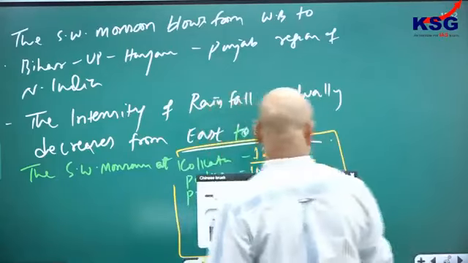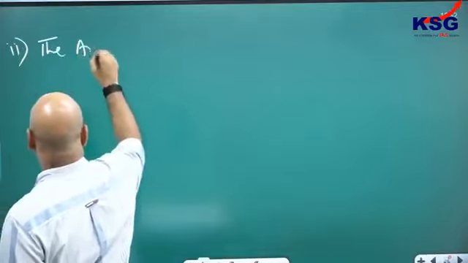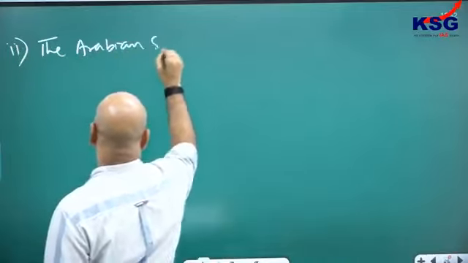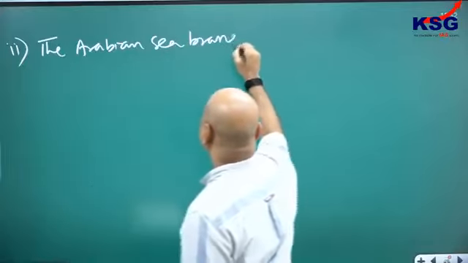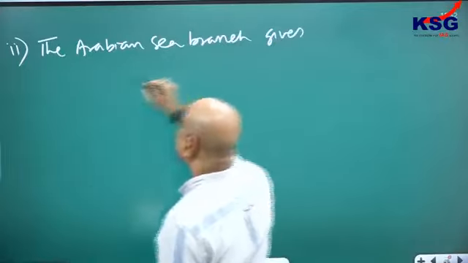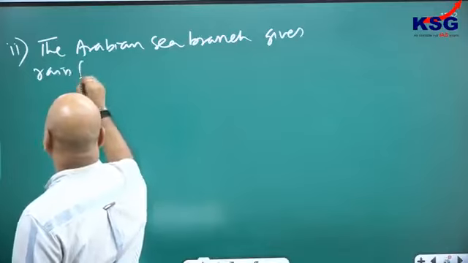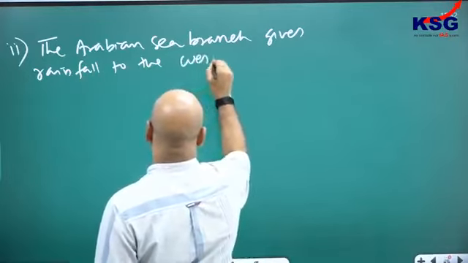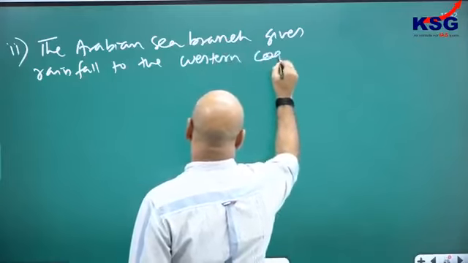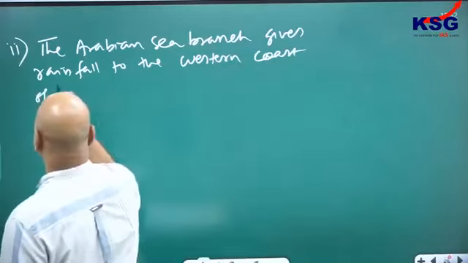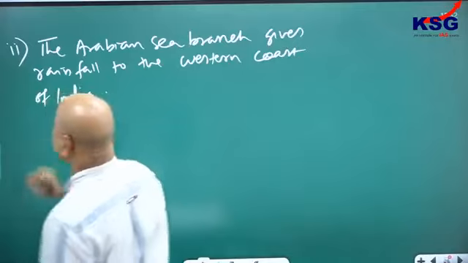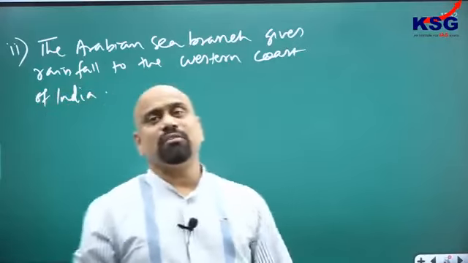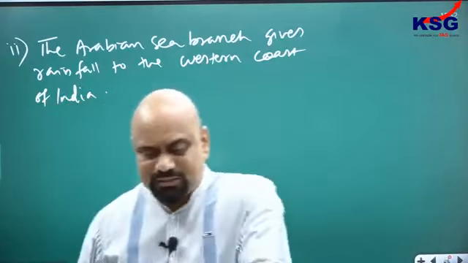Now what about the Arabian Sea branch? Second branch. The Arabian Sea branch gives rainfall to the western coast of India. Western part of India receives rainfall because of this.